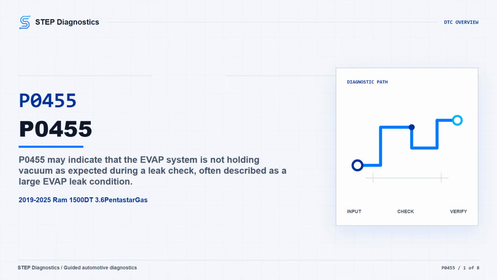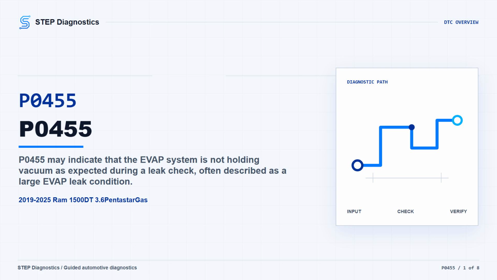On this 2019 through 2025 Ram 1500 DT with the 3.6 Pentastar, P0455 is an EVAP large leak fault. In plain terms, the PCM ran an EVAP leak check and saw the system lose vacuum sooner than expected, so the MIL will illuminate. The driver may not notice much besides the light, but the fault area can involve a possible leak path, capless filler or filler sealing issue.